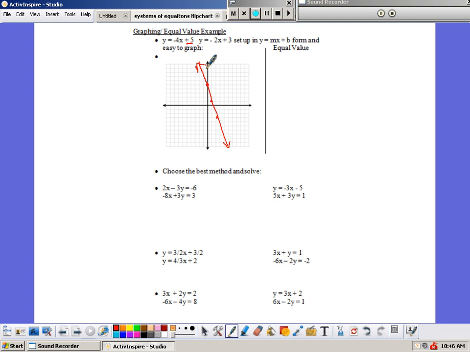Then on the next one, it says go up to +3. Drop 2 and go over 1.